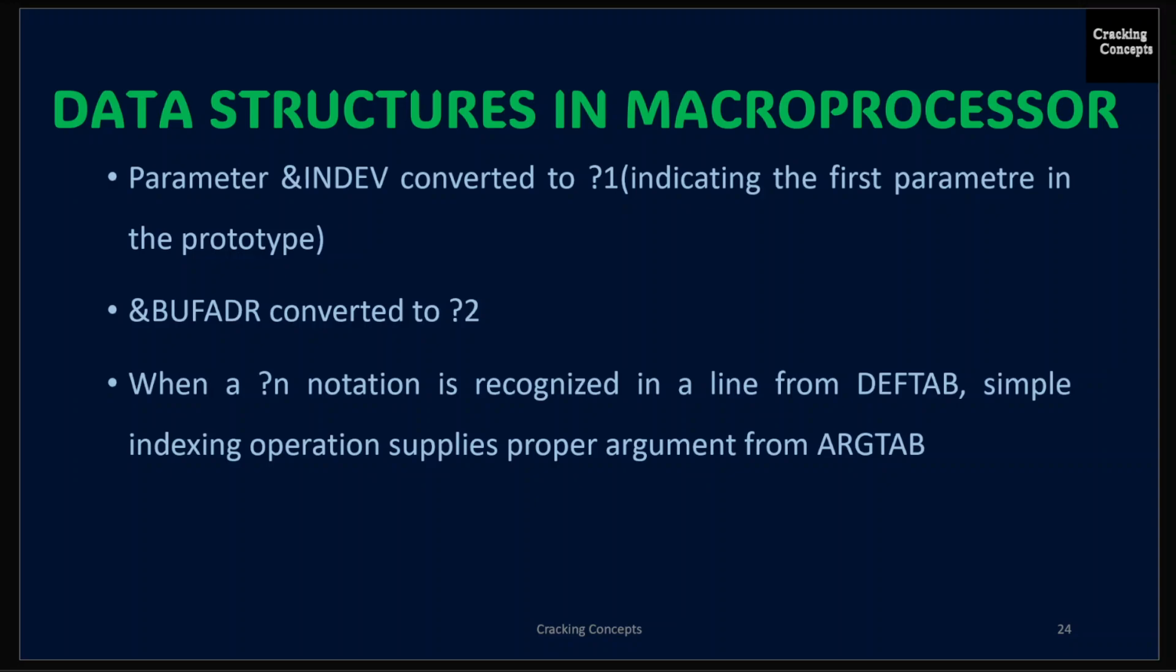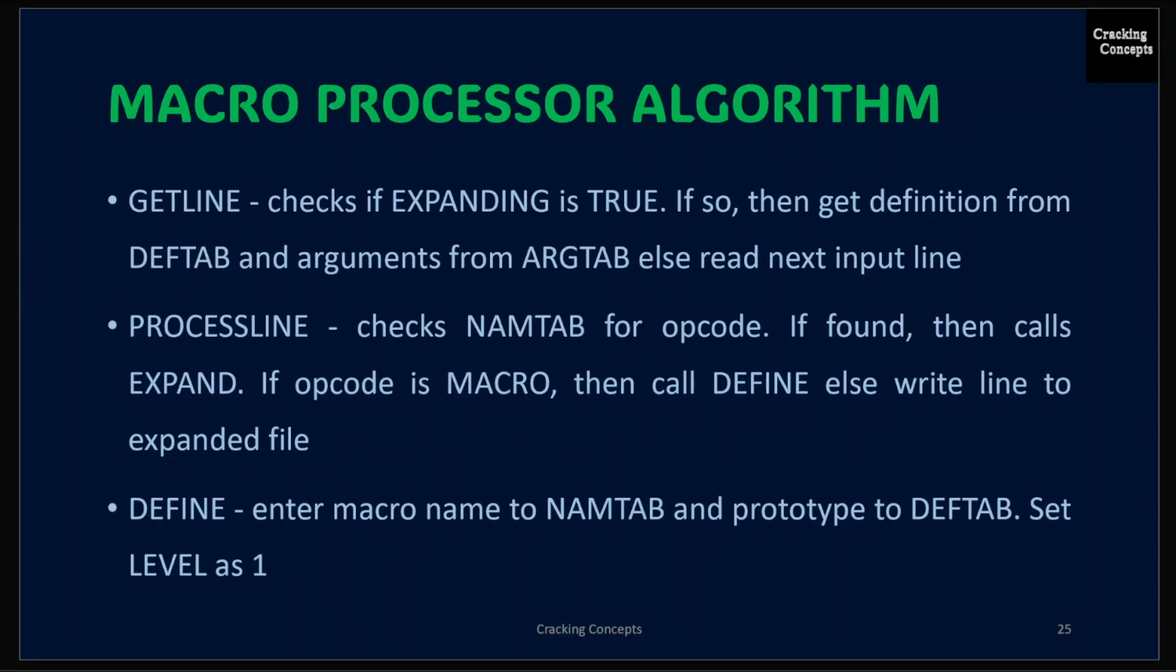Now we'll look into the macro processor algorithm. Before seeing the actual algorithm, we'll discuss some of the procedures that can be found in the algorithm. First one is get line. Now get line is used for checking if the macro processor is in expanding mode or not. If it is in expanding mode, then it gets the definition from def tab and arguments from arg tab. If it's not in the expanding mode, then it reads the next input line.